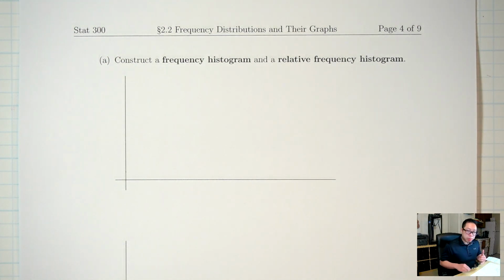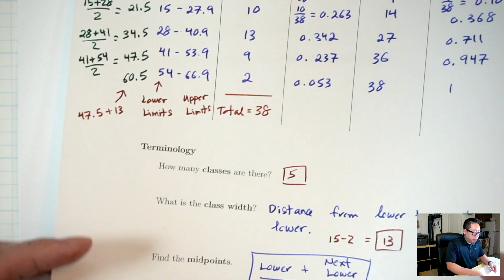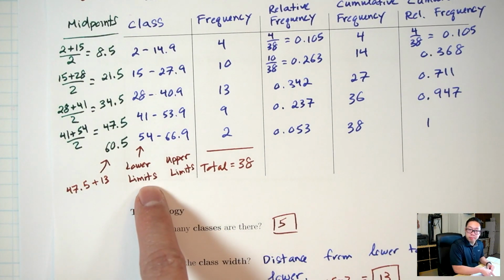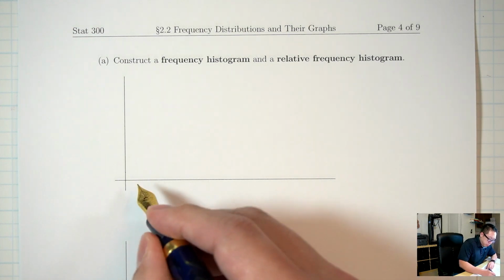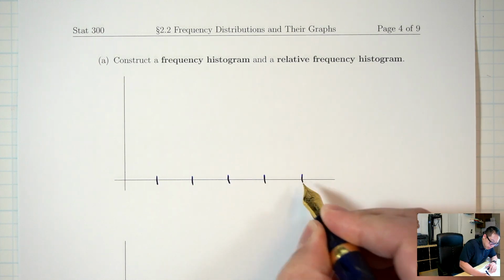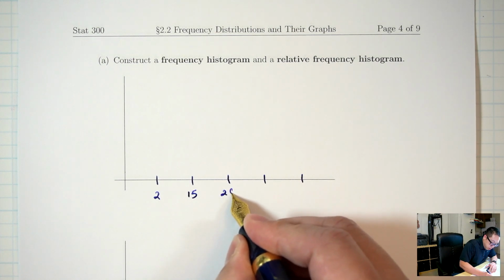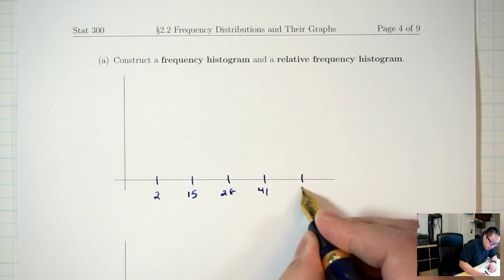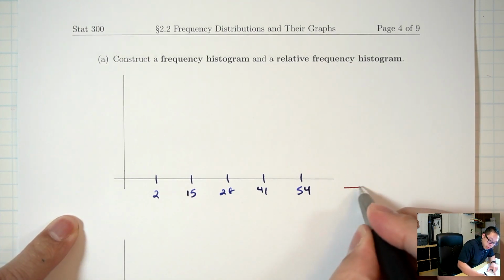So for a histogram, we talked about histograms already. This is the bar chart, right? On the x-axis, we're going to put the lower limits. So this is going to be 2, 15, 28, 41, and 54. Okay, and let me make a note of this. Okay, these are the lower limits.